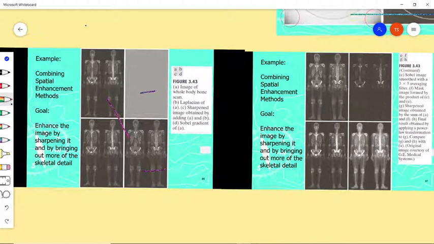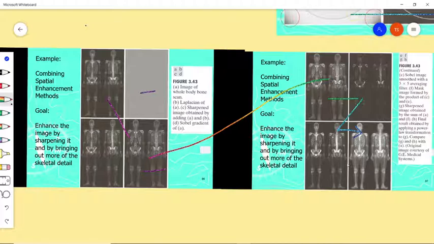Combining the spatial enhancement by using the averaging filter, the Sobel image is smoothened. Then a mask image is formed by the product of these two. Then it is again sharpened and the power law transformation is applied. With the power law transformation, the image is more enhanced and more sharpened, bringing out more skeletal details.